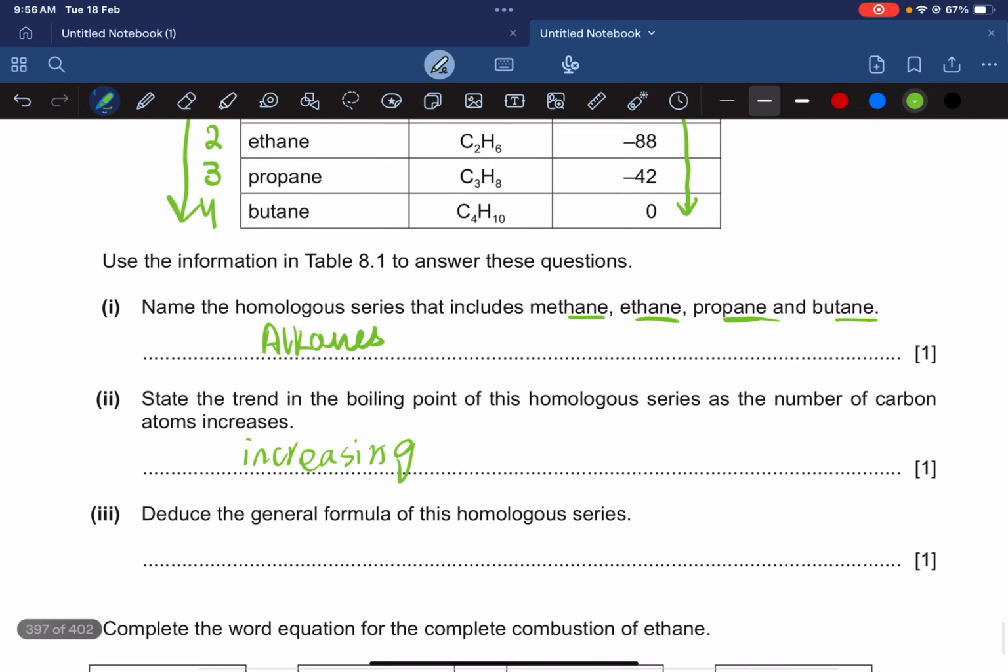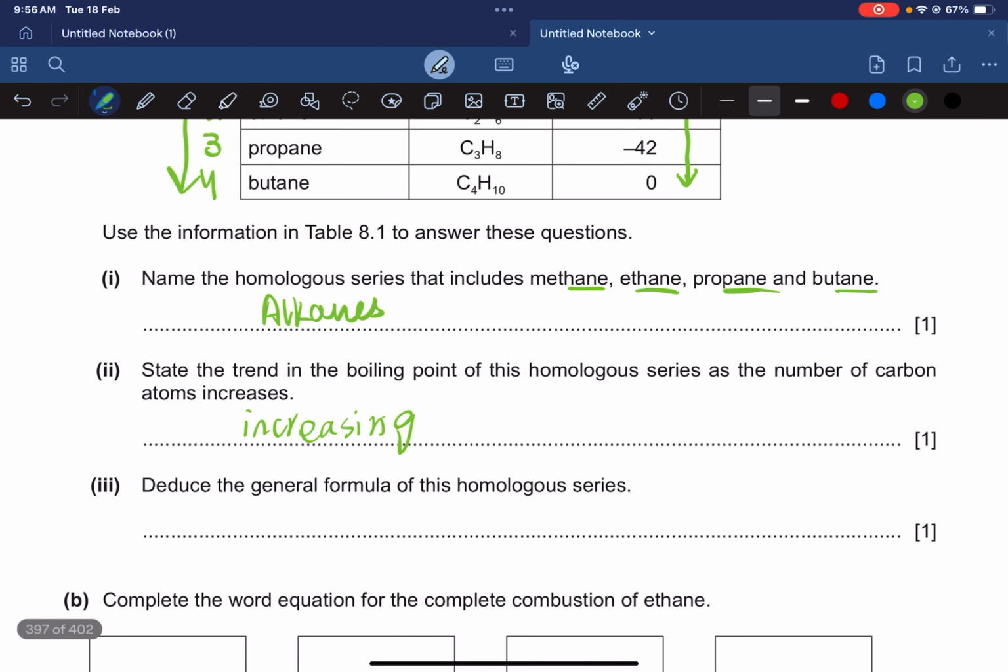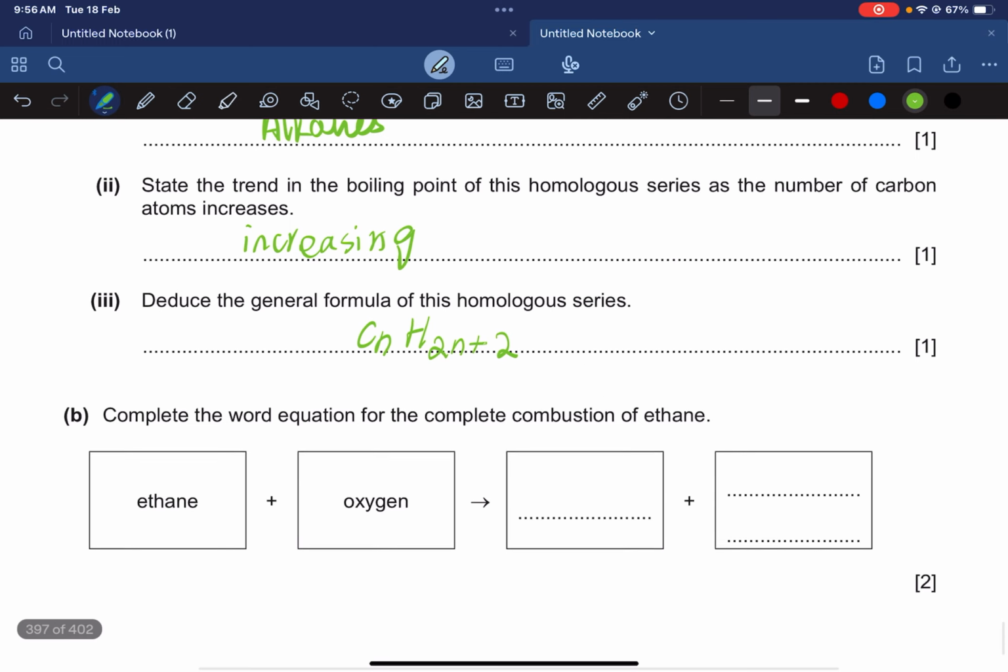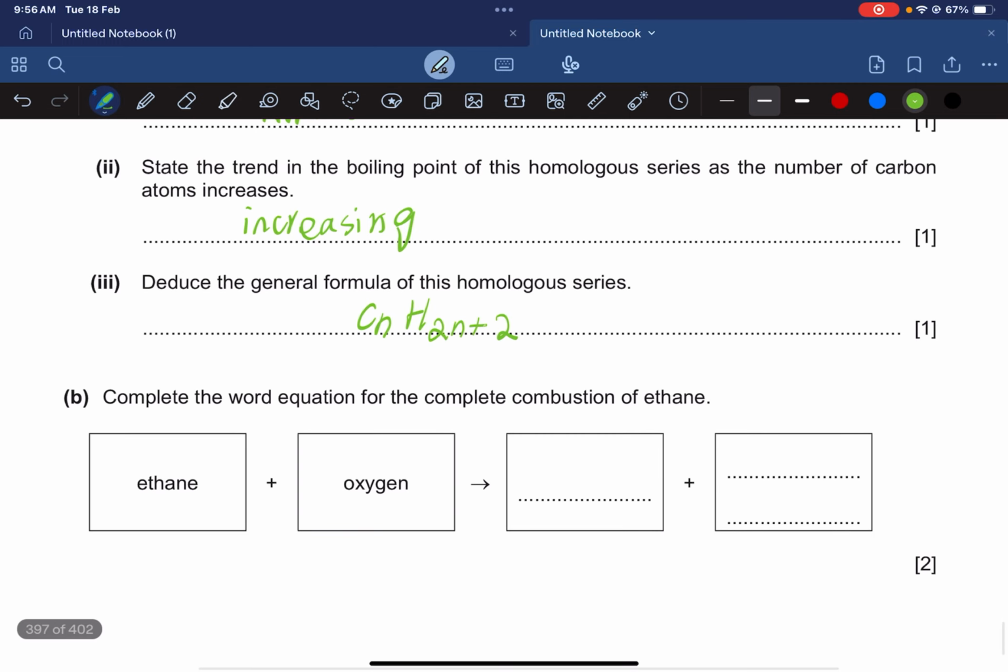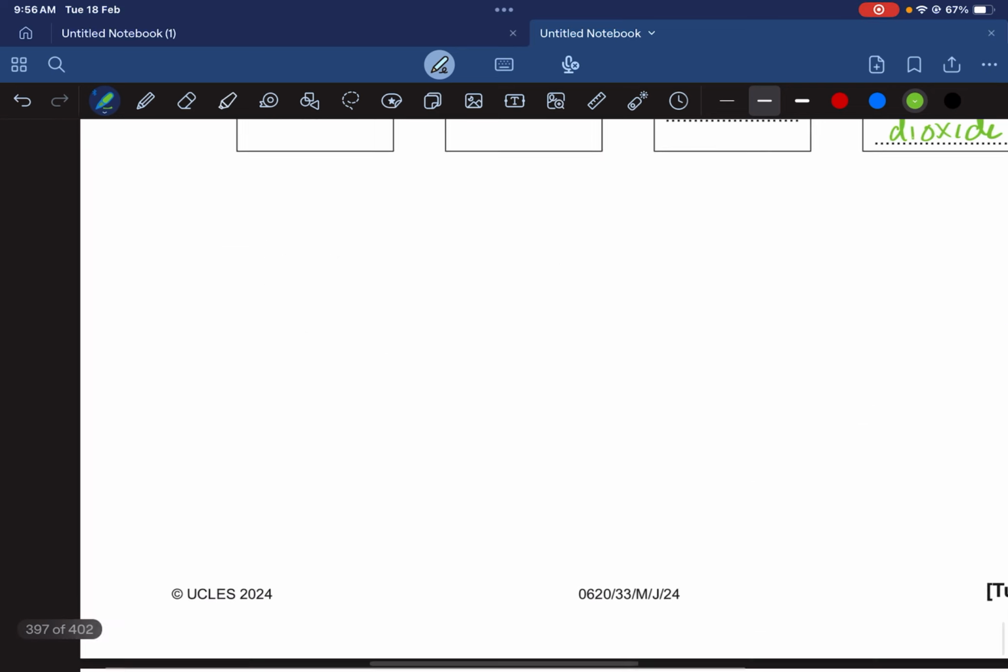Okay? Deduce the general formula of this homologous series. We don't have to deduce it, we know it, that it's CnH2n+2. Okay? Complete the word equation for the complete combustion of ethane. That's ethane plus oxygen forms water plus carbon dioxide. Okay, and we are given 2 lines to write carbon dioxide.